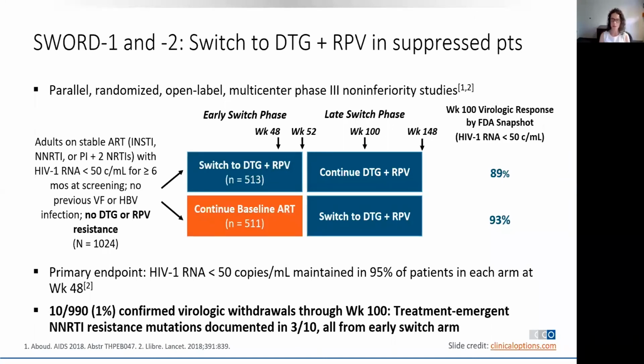The concerning piece here, though, is that 10 patients had virologic withdrawals through week 100, and of those, 3 had an NRTI resistance mutation. So the barrier to resistance of rilpivirine, as we discussed, is low. And patients were all excluded if they had any history of dolutegravir or rilpivirine resistance. And so the issue here is that most patients who would develop an M184V mutation would have often failed an NNRTI-based regimen. So even though an NNRTI mutation might not have been seen, it could be there at low levels.